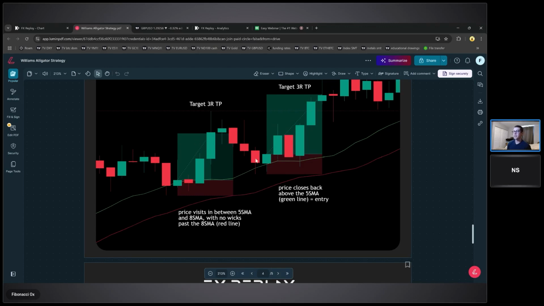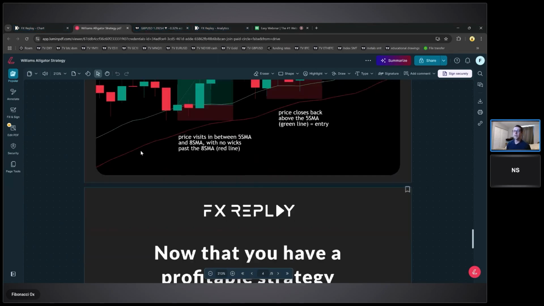Same thing happened again a little bit later. We tapped into the zone, closed back above it with a nice green candle here for our entry, and then targeted 3R. So again, pretty simple strategy. It doesn't have trades every single day because you're looking for trending market conditions, which looking at all 3 timeframes helps with. But yeah, with that, let me know if there are any additional questions.